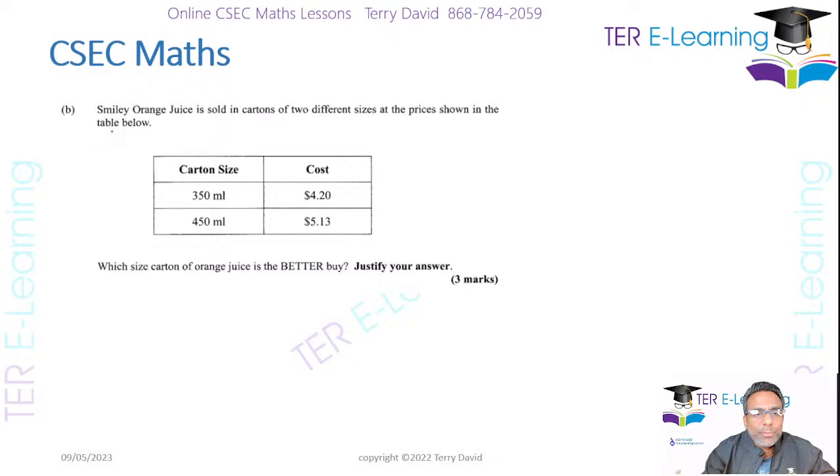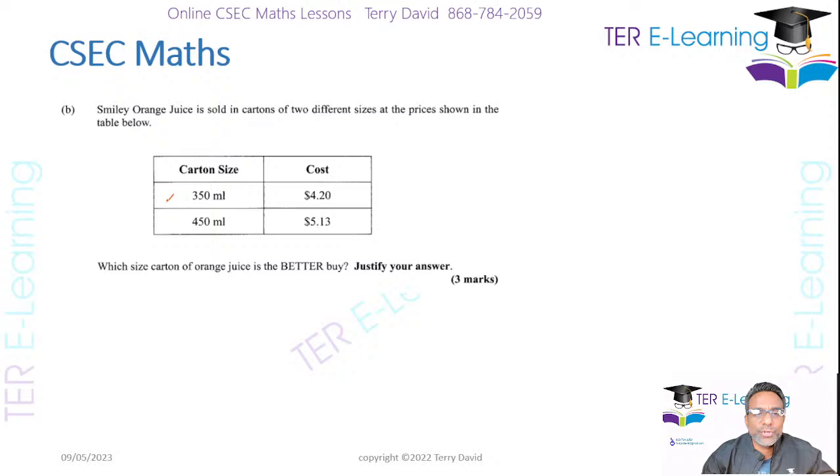All right, so part B, we have what we call a best buy question. Smiley orange juice is sold in two cartons of two different sizes at the prices shown. So you've seen this a lot. You go to some supermarkets and they give you this deal if you buy a bigger container of something, and usually it's a deal, but whether you need that much or not is questionable.